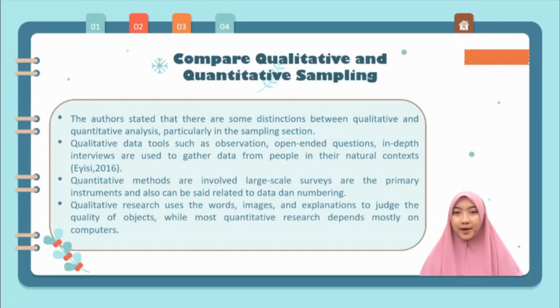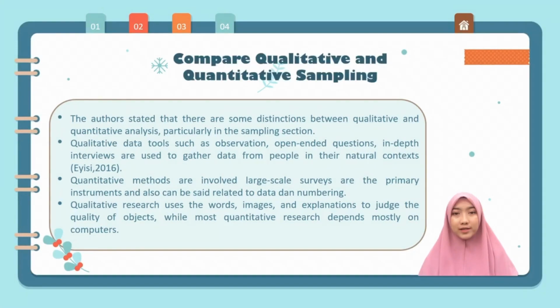Meanwhile, quantitative methods involve large-scale surveys as the primary instruments, and they are examined statistically. Quantitative can also be said to be related to data and numbering. Qualitative research uses words, images, and explanations to judge the quality of objects, while most quantitative research depends mostly on computers. Many people mistakenly perceive quantitative methods as more scientific than those used in qualitative research.